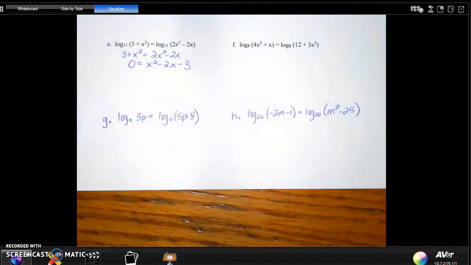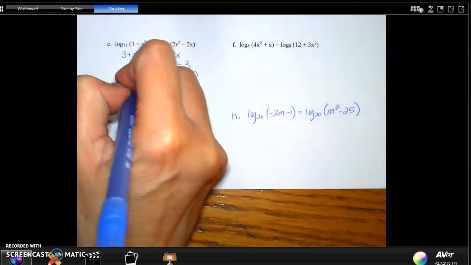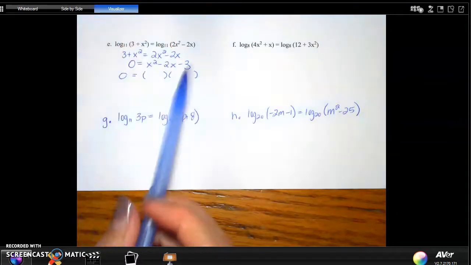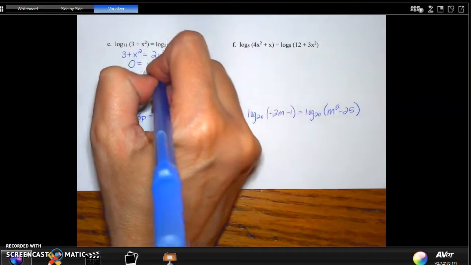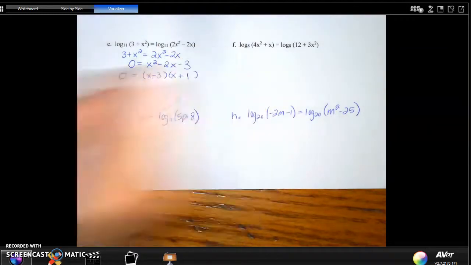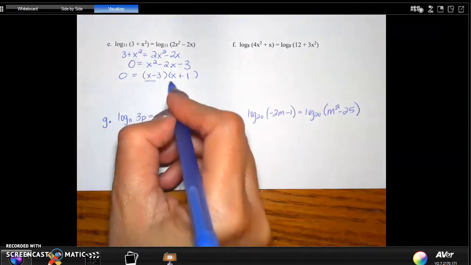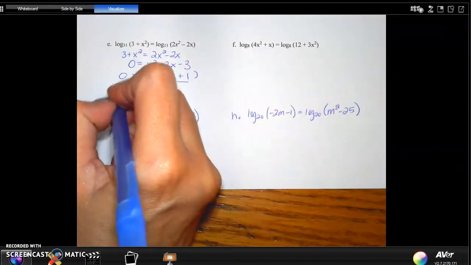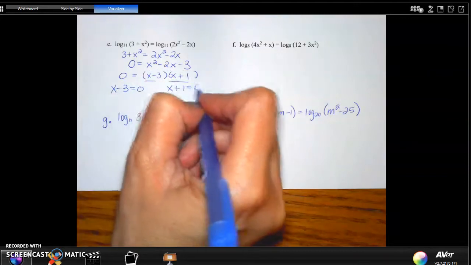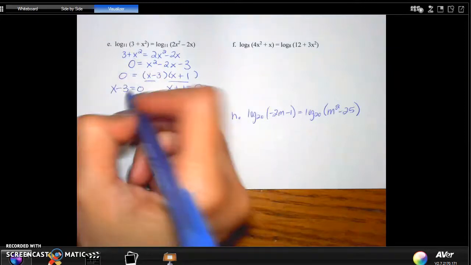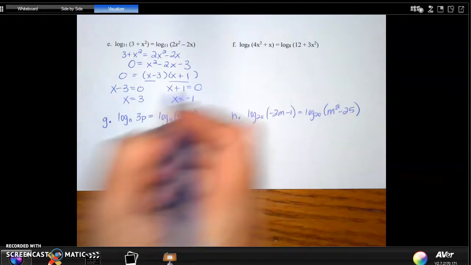So here we're doing factoring. We need factors of 3 that are going to get us to a negative 2. We know we're going to use 3 and 1. So we're going to use x minus 3 and x plus 1. Once we do that, we can then take each of these pieces and set them equal to 0. So we have x minus 3 equals 0 and x plus 1 equals 0. This gives us x equals 3, and this gives us x equals negative 1.